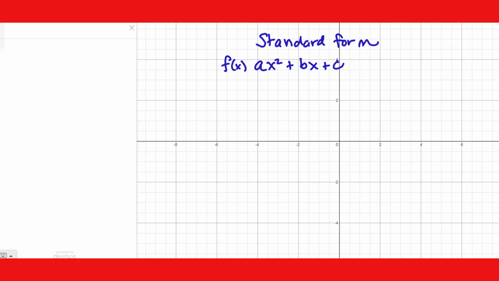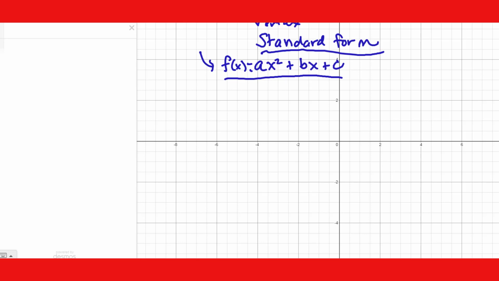Hey everybody, Dr. Gallegos here, and today we're going to take up our work where we left off the last time. If you remember, the last time we talked about the vertex form of a quadratic function. Today we're going to look closely at the standard form of a quadratic function. This is the standard form: f of x equals ax squared plus bx plus c.